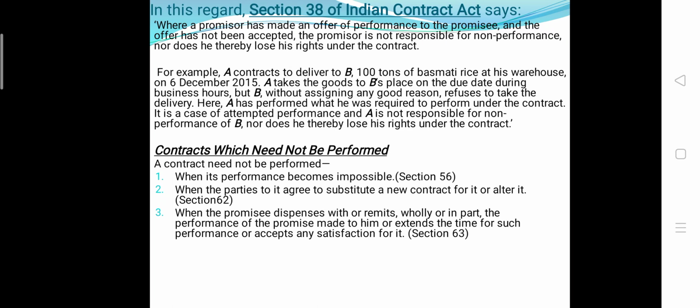Now, we'll discuss the contracts which are not to be performed. A contract need not be performed when its performance becomes impossible. Secondly, when the parties to it agree to substitute a new contract for it or alter it. Thirdly, when the promisee dispenses with or remits wholly or in part the performance of the promise made to him, or extends the time for such performance, or accepts any satisfaction for it.